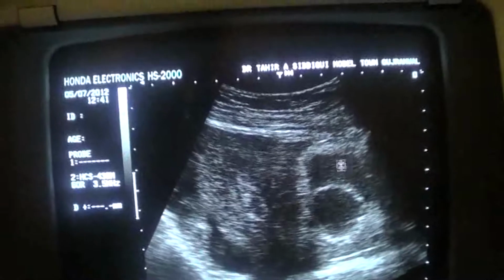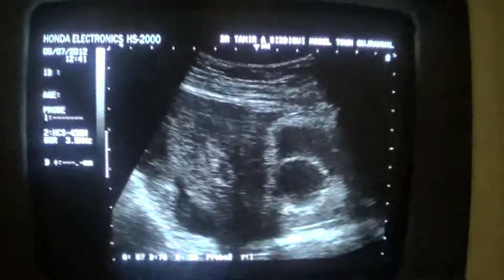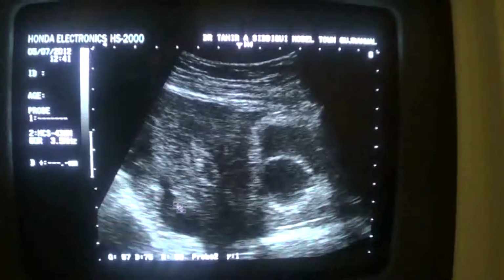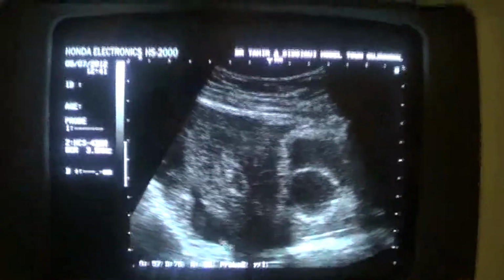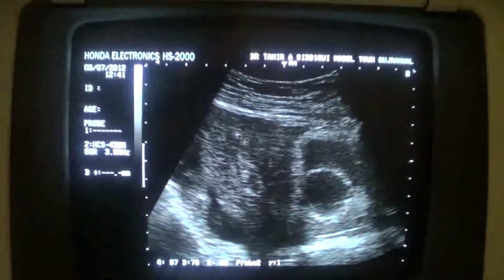This is the urinary bladder in transverse section. This is the catheter bulb. She is being catheterized, and this is the fluid in the pelvic cavity. You are seeing this fluid. This is the fluid. So this is the longitudinal view of the uterus.